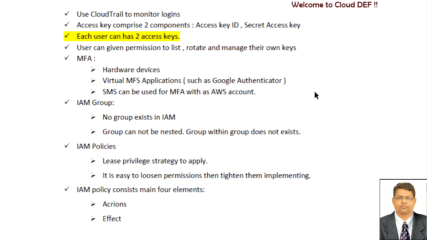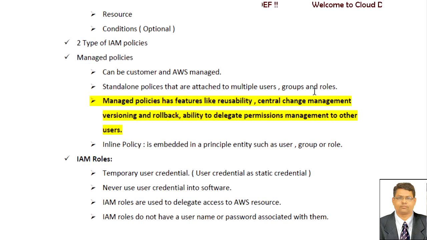IAM groups. Nested groups do not exist in IAM. Groups cannot be nested. A group within a group does not exist. IAM policies. Apply the least privilege strategy. It is easier to loosen permissions than to tighten them after implementing. An IAM policy consists of 4 main elements. Acronyms. Effect. Resource. Conditions, optional.